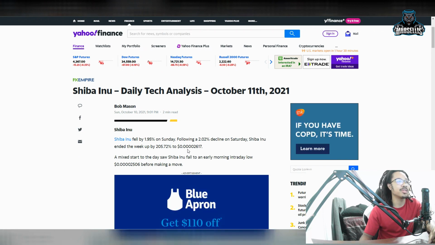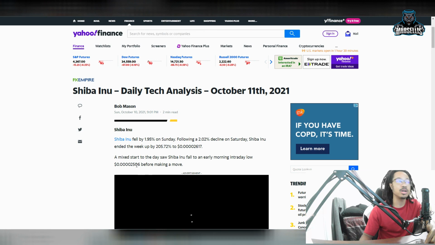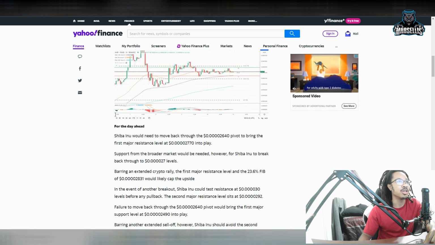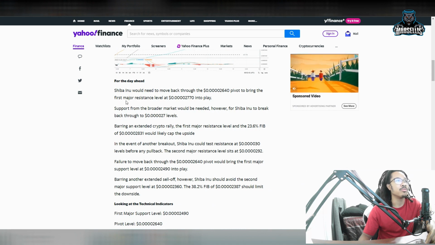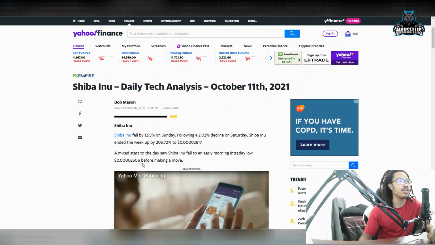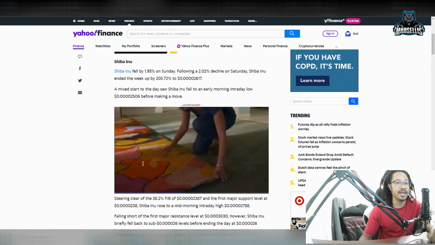Let's go over other people's technical analysis though and see exactly what they think. So shout out to Yahoo Finance for this article here. So anyways, let's go over here to the day ahead for Sheep. Over here you can see Shiba Inu will need to move back through the 0.00002640 pivot to bring the first major resistance of 2770 into play. So we already moved past that. So the support from the broader market would be needed to get Sheep past the 27 levels, which we've already passed.